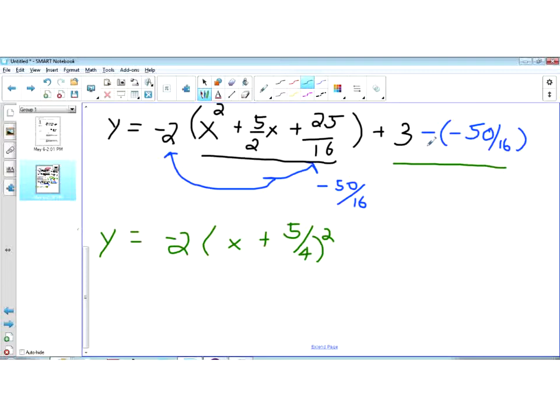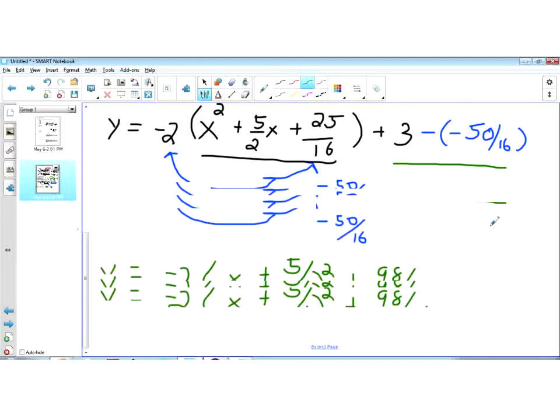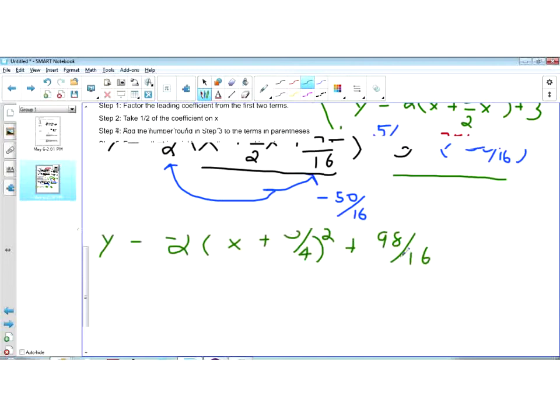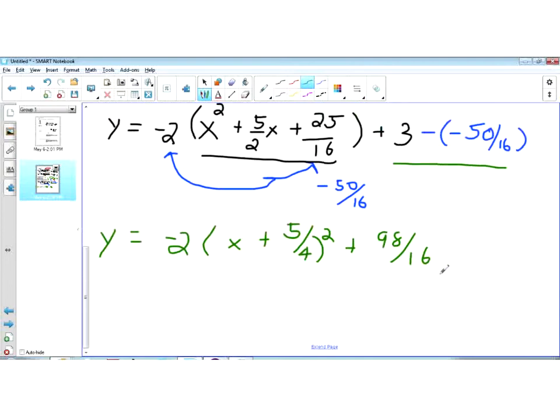And what I'm going to do next, also, while I'm at it, is simplify this difference right here. So 3, of course, is 48 over 16. 3 plus 50 over 16 would be 98 over 16. So we have 98 over 16. Okay, so here's our quadratic expressed in a form where we can extract the vertex. I think it's standard form or something like that? I can't remember the terms. It's not relevant at this level.